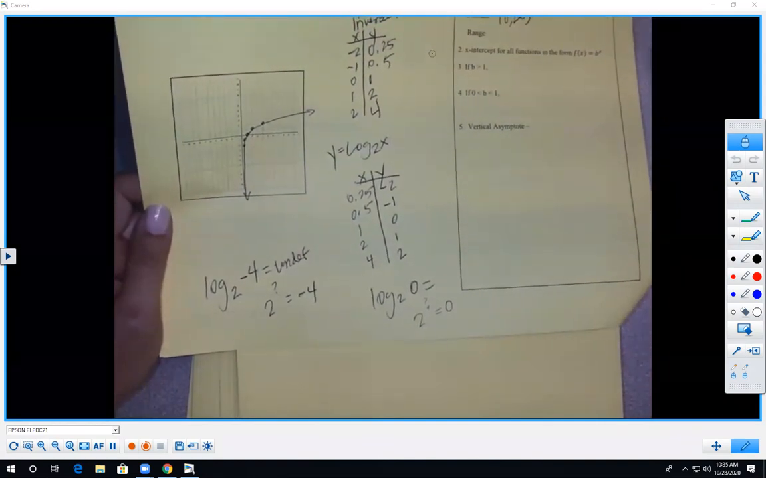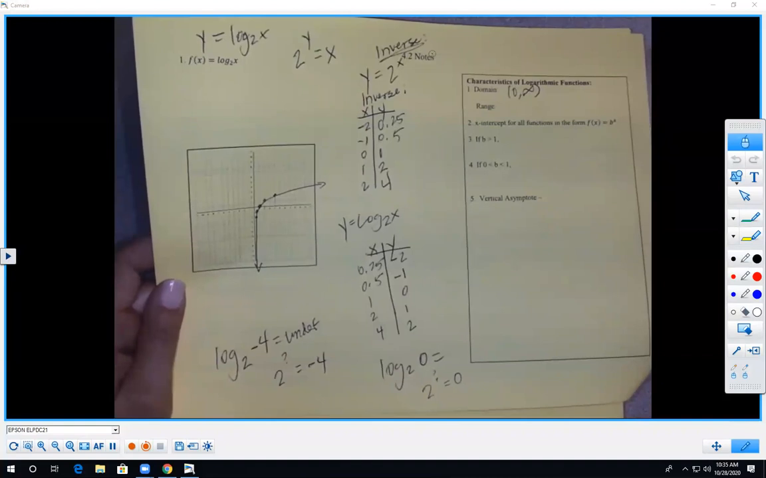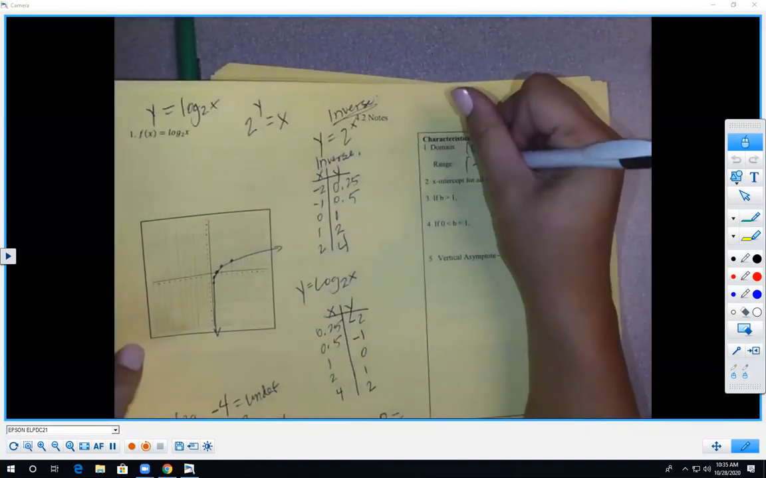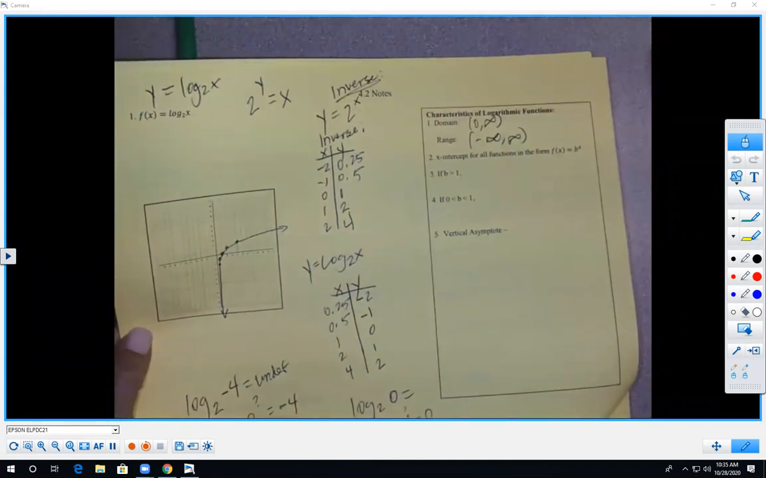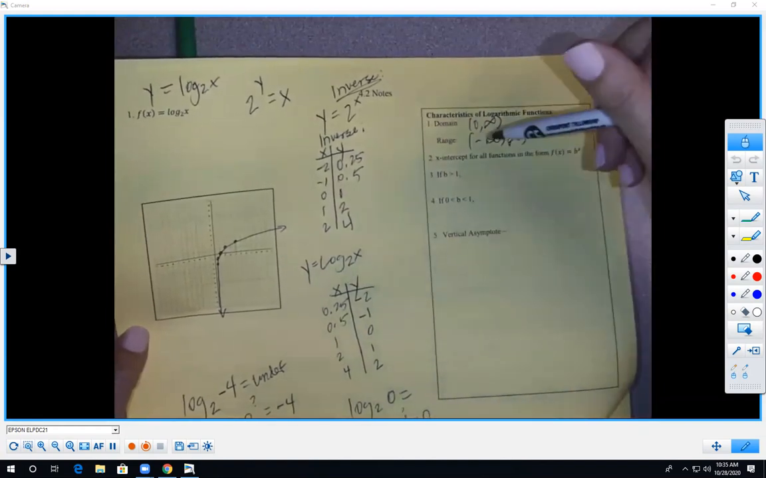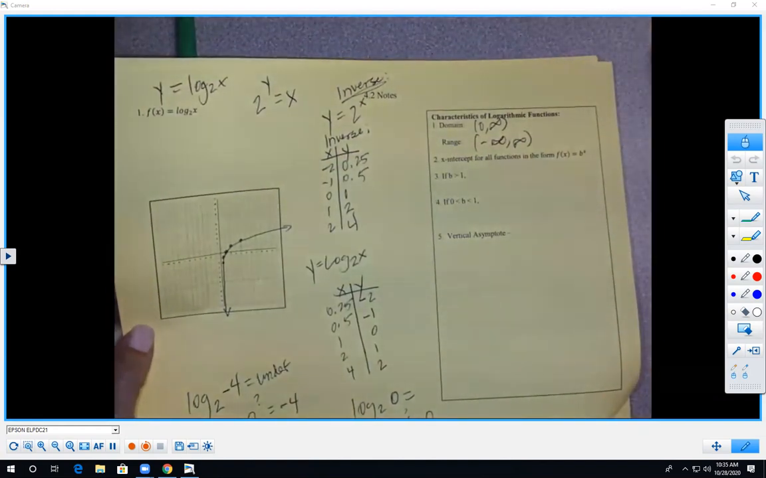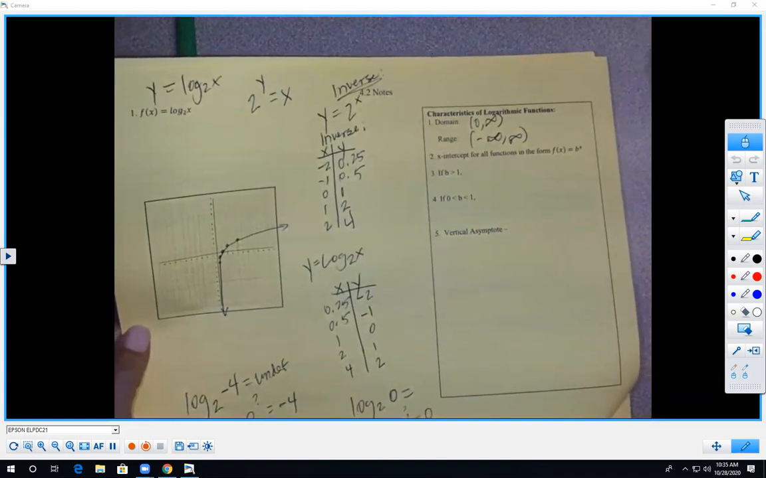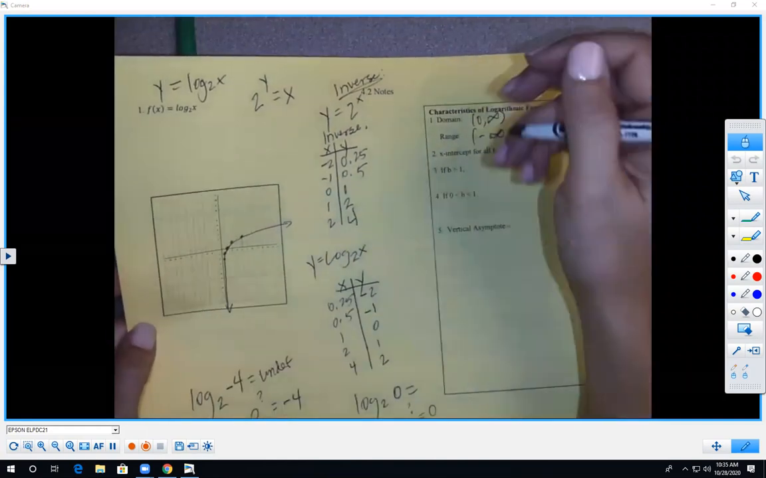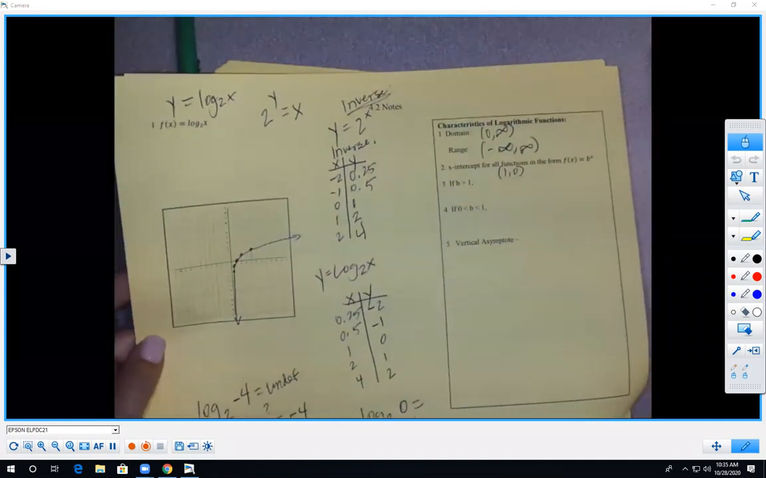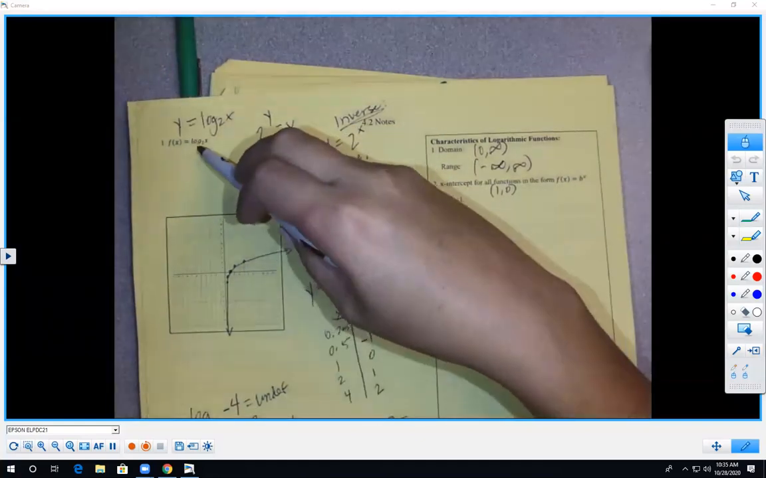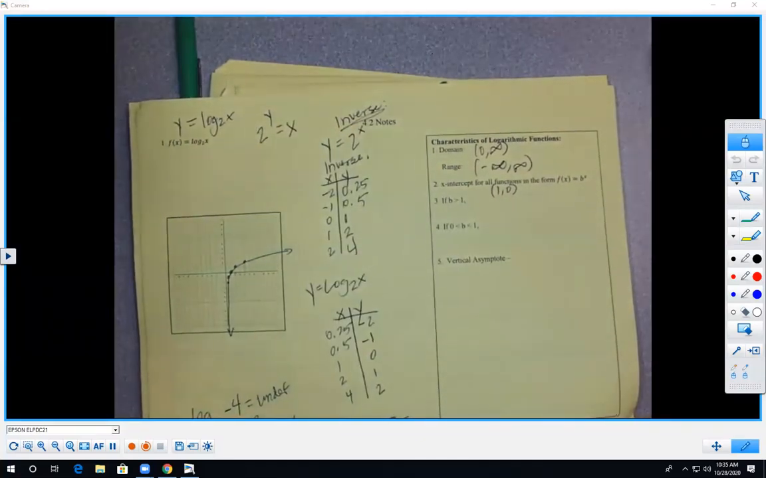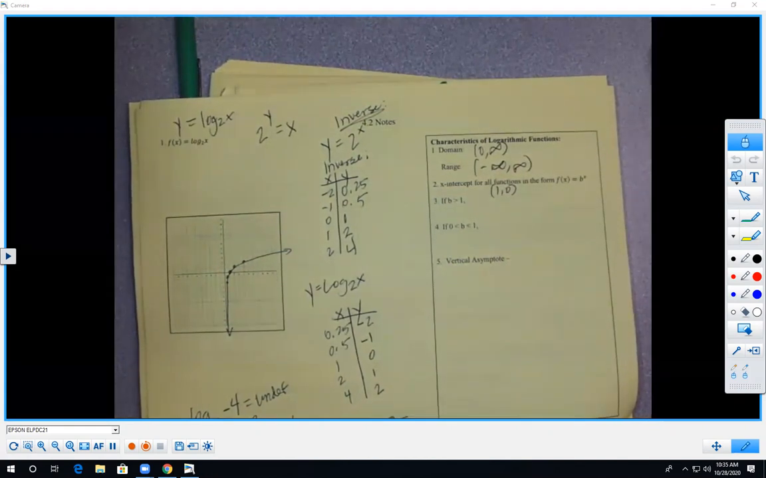What's the range of this function? Negative infinity to positive infinity. What is the x-intercept of this function right here? 1, right? The ordered pair 1, 0 is the x-intercept. That's actually the x-intercept of all logarithmic functions that don't have transformations on them. So if this was log base 3 of x, log base 5 of x, log base 7 of x, why is the x-intercept for all functions 1, 0?